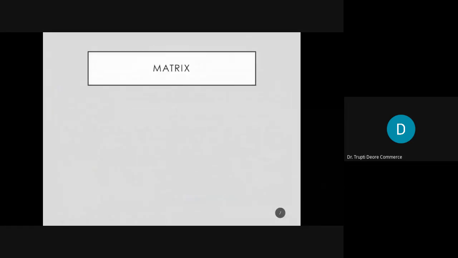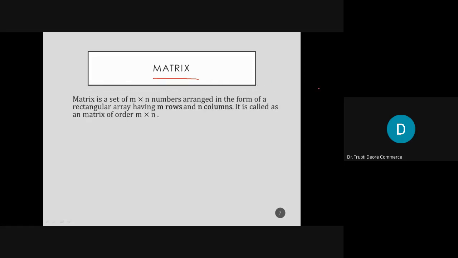That is matrix. In singular form, it is called a matrix, and in plural form, it is called matrices. So what is a matrix? A matrix is a set of m into n numbers arranged in the form of a rectangular array having m rows and n columns. So m determines the rows and n determines the columns. It is called a matrix of order m by n.